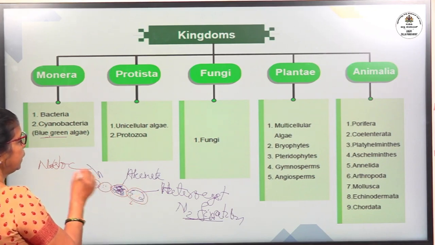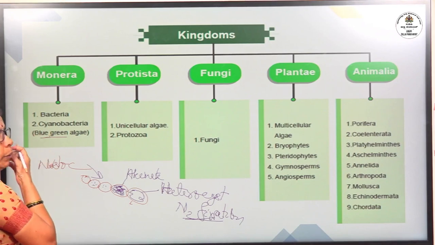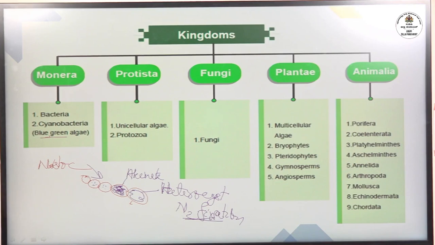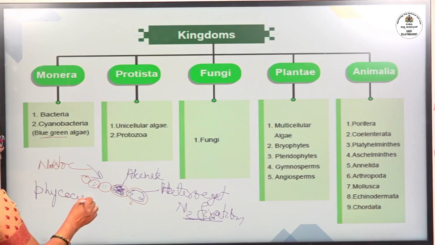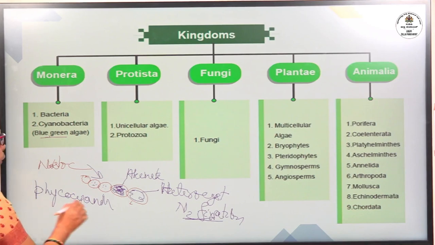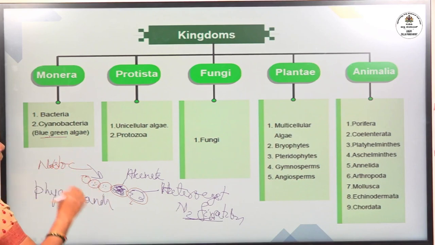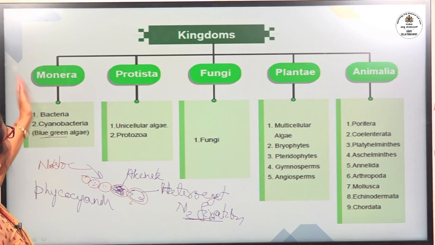So some examples are Nostoc, Oscillatoria, Anabaena. These are some blue green algae, and normally they are with pigment. So phycocyanin, a bluish pigment, is found in this cyanobacteria. Okay, so they are said to be blue green algae, bluish green in appearance, and these are normally filamentous algae, found in the form of beaded appearance. So blue green algae is also kept under Kingdom Monera.